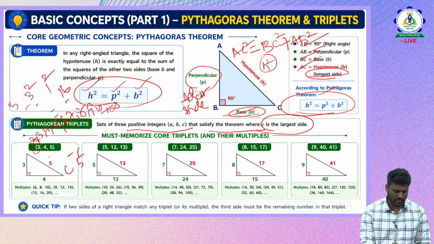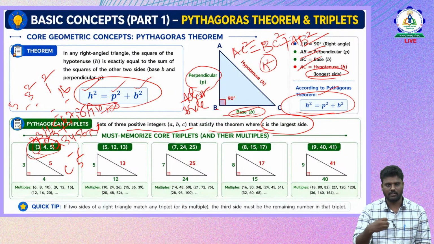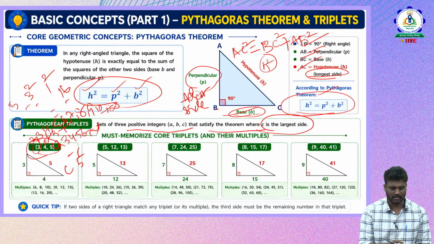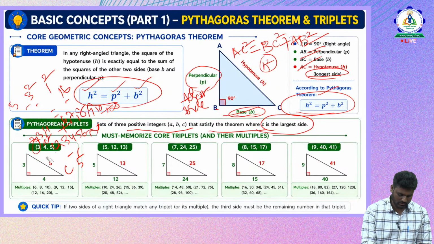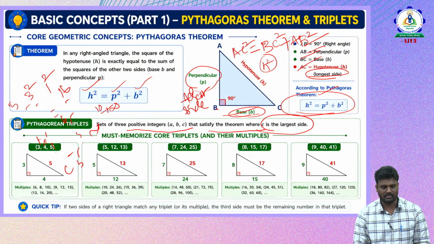Okay, so all the multiples of 3, 4, 5, the combination of 3, 4, 5 again, same like multiples of 4, 2 4s, 3 4s, and multiples of 5, 1, 2, 3, 4, 5, 6, 7 until infinity. If you remember the multiples of 3, 4, 5, all of them will satisfy the condition of the Pythagoras theorem. Whenever a question is asked from the Pythagoras theorem, remember these triplets, then we can easily answer.